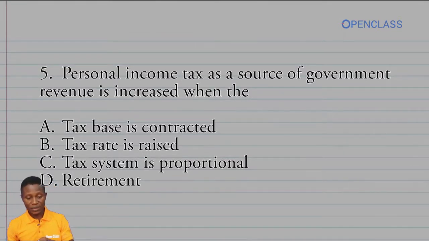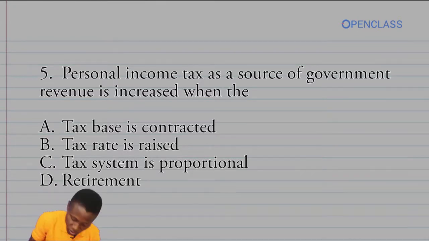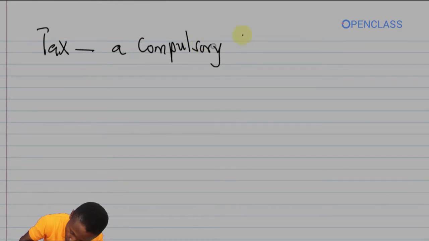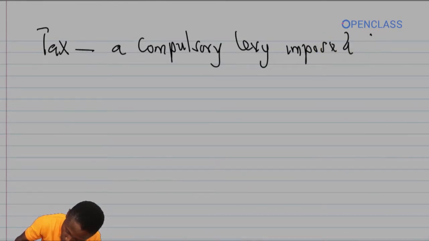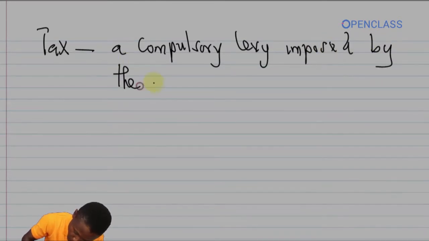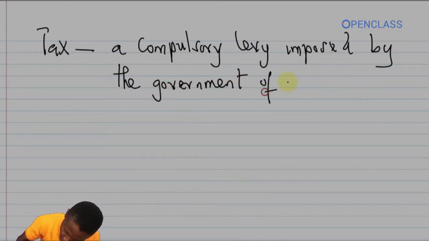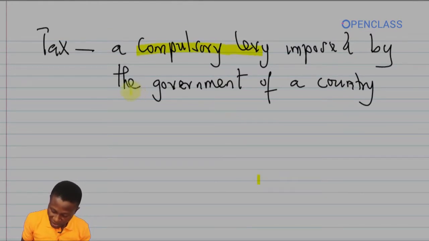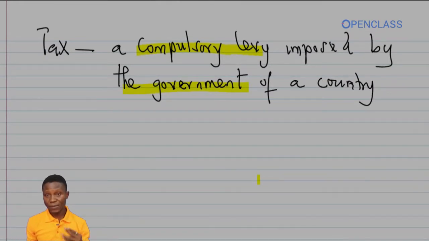Now, you must note that we have two types of taxes. I said the tax, once again, is a compulsory levy imposed by the government of a country. Please take note of the word compulsory, and it's imposed by the government of a country. Now, another thing I must let us know is this: we have two types of taxes.